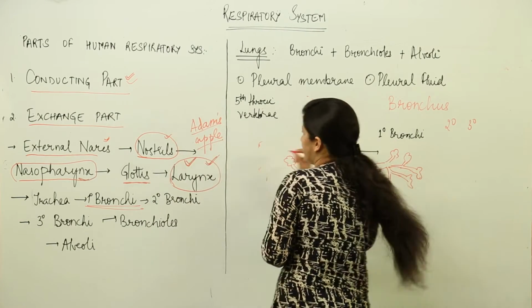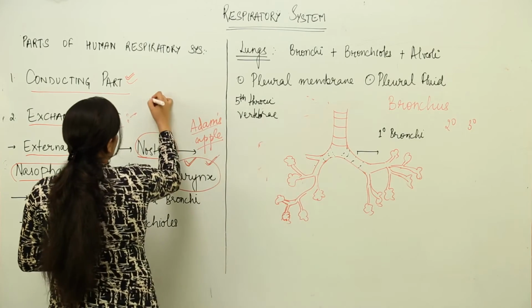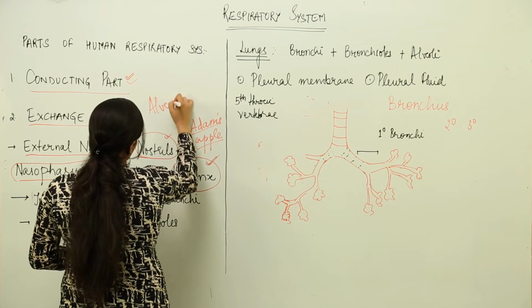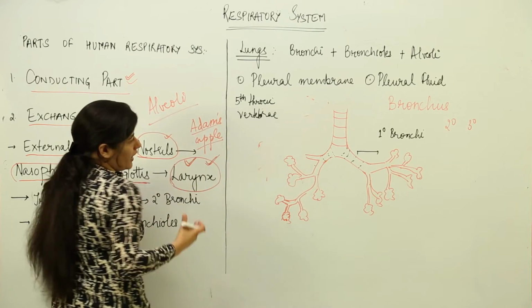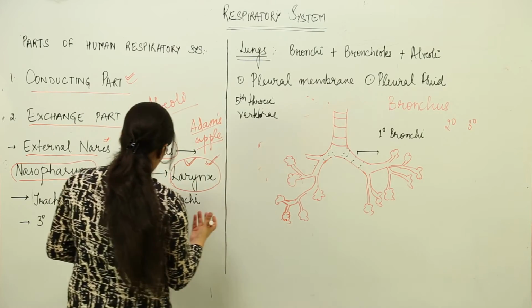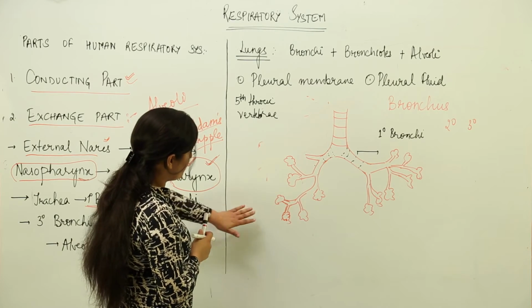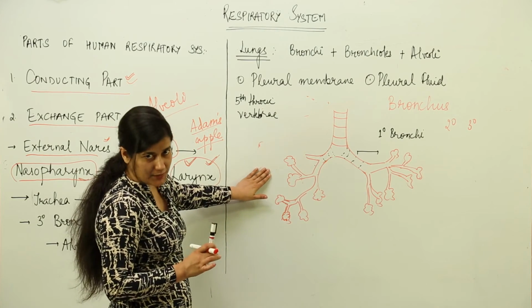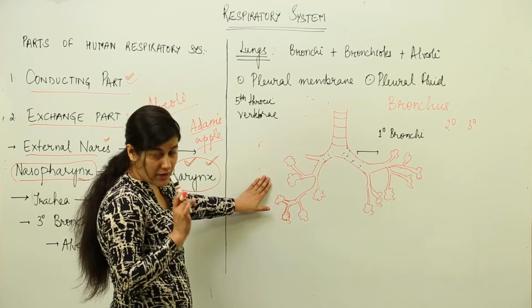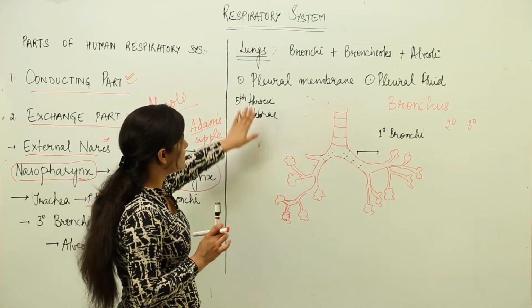Now the last exchange part that we study is alveoli. Alveoli are alveolar sacs as we call them. They are muscular bags in which the exchange of gases takes place. Now what you have to remember, this is not how we study the respiratory system. We do talk about a very important organ of the respiratory system, that is the lungs.